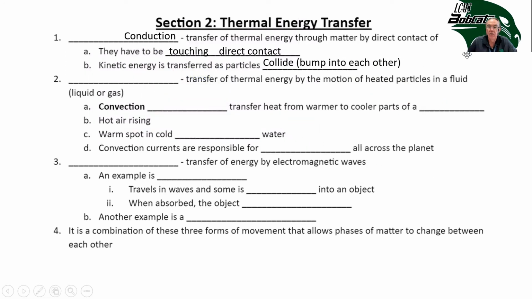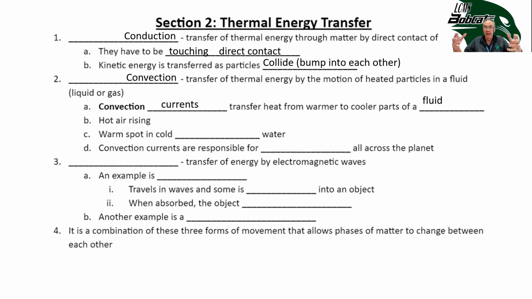The next way heat is transferred is convection. Convection is the transfer of thermal energy by the motion of heated particles in a fluid, which, remember, is a liquid or a gas. Convection currents transfer heat from warmer to cooler parts of a fluid. Now remember kinetic theory again. As you heat a substance, the particles move faster and faster. As they move faster and faster, they spread out and take up more space.